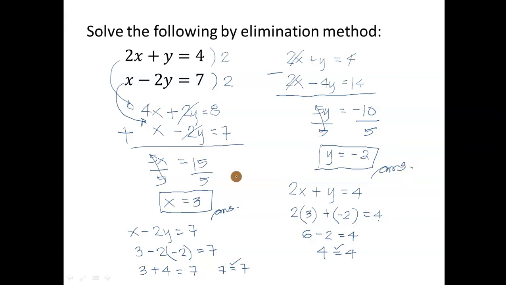Okay? So I will pause for a while and I will upload this video on our Canvas, and the second example will be captured later for a separate video. So kindly watch this video for you to be familiarized on how to solve the system of linear equations by using the elimination method. Thank you.